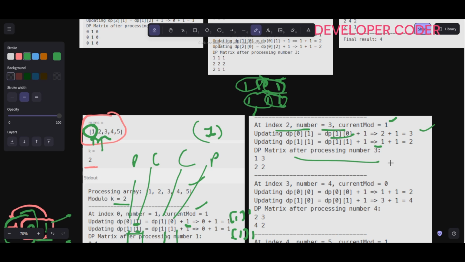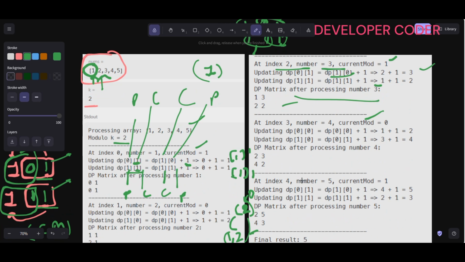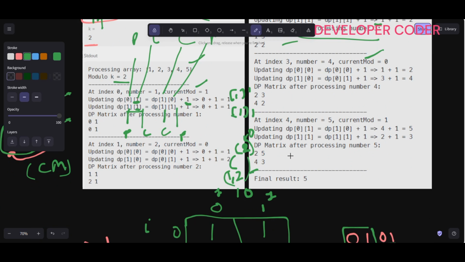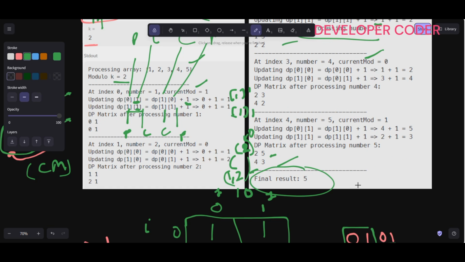So your dp matrix after processing number 3, same way at index 3 number 4 you have to process, and at index 4 number 5, this is what you have to process. In the end your dp matrix is going to look like this. So just follow the same thing that I have explained. So you will get the max value as 5, and this is your output.